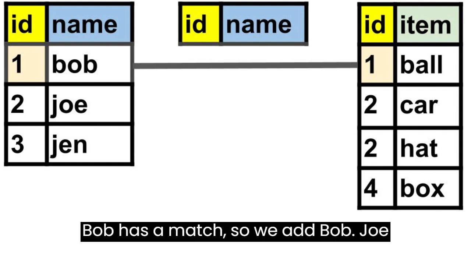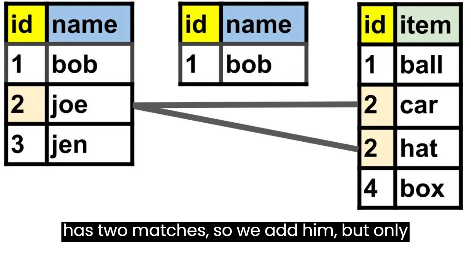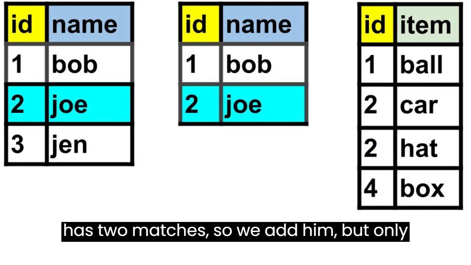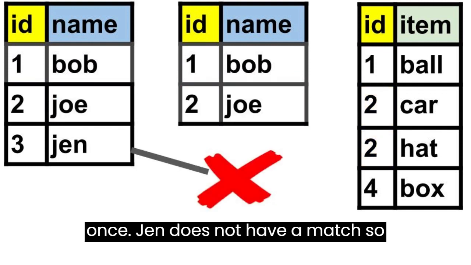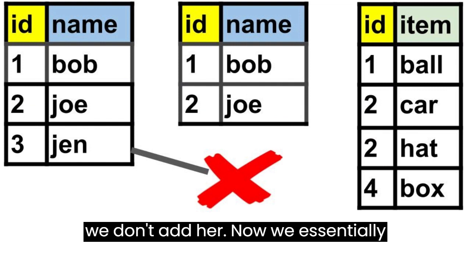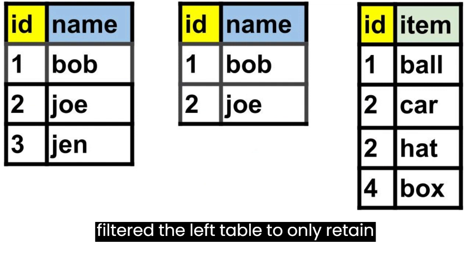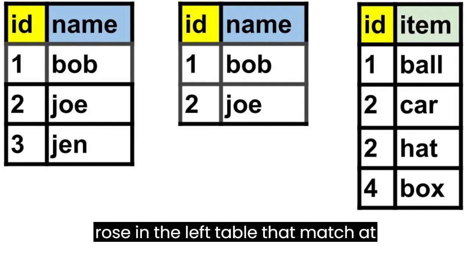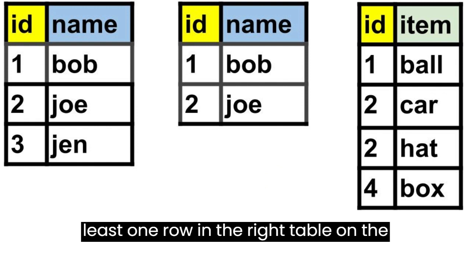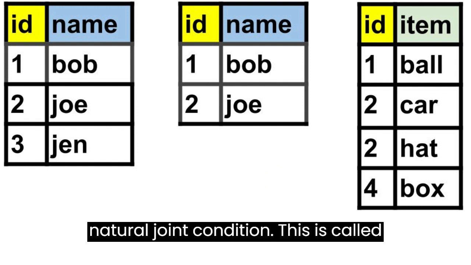Bob has a match, so we add Bob. Joe has 2 matches, so we add him, but only once. Jen does not have a match, so we don't add her. Now we essentially filtered the left table to only retain rows in the left table that match at least one row in the right table on the natural join condition.